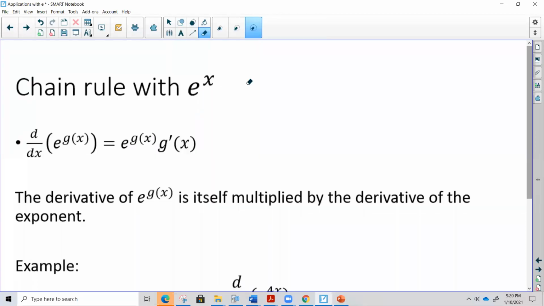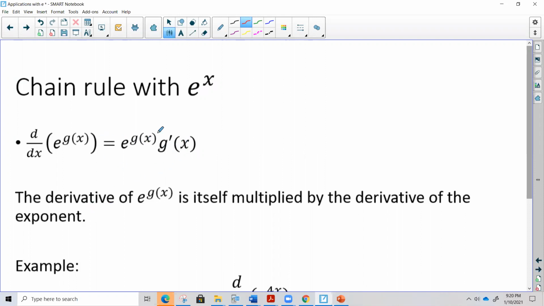So now we're going to look at the chain rule with e to the x. Anytime the exponent is not just x, but some other function of x, we have to use the chain rule with e to the g of x. So g of x represents that inside function. And so again, how the chain rule works is we do the derivative of the outside. So we know the derivative of e is itself, and we keep the inside. So we keep the exponent the same, and then we multiply by the derivative of that inside, which is this g of x, which is the exponent.